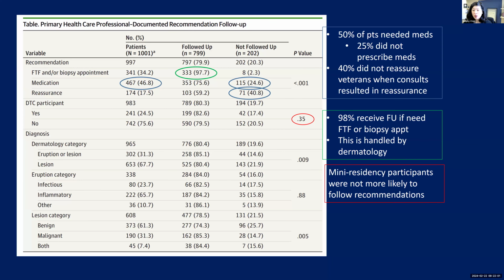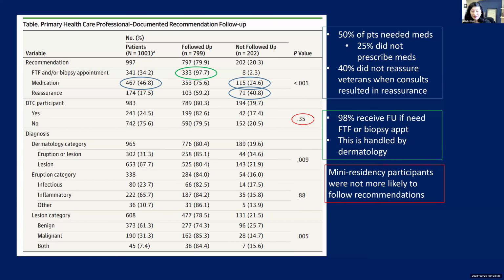What we found out was that we were really, really good about having them get their follow-up appointment here. If you look at the green here, 98%, but that's because we handled the scheduling of that. So of course we knew what we were doing and when they were supposed to be scheduled. But if you look at the blue bars here, 50% of the patients did need the meds, but 25% of them didn't get them. And 40% that needed reassurance, they didn't even get the reassurance that they needed.